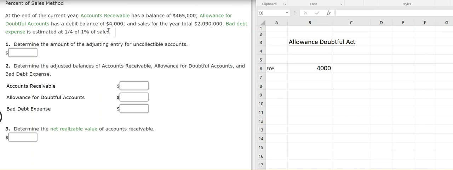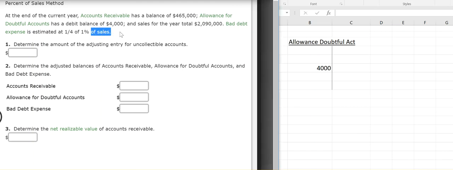In this specific example right here it says percentage of sales. So they're using the percentage of sales method, which by the way is not the best method of estimating and is the easier method of the two. Okay, so with this method, all we do is we multiply sales by the percentage that they're giving us, and that becomes the amount of the bad debt expense.